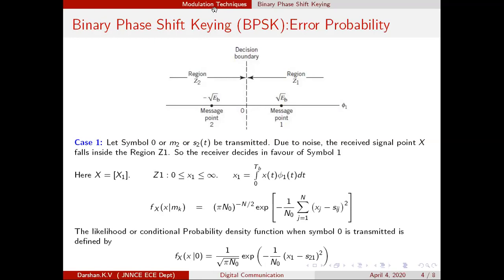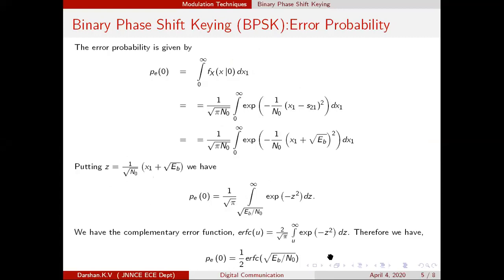So this is the main equation. Just read this, fx of x given 0. What does this given 0 mean? You should assume that I know which symbol has been transmitted. Then what is the formula for fx of x? This is the equation. Actually in the textbook they will give this directly, but I have shown from which equation this has been taken. So with this they are going to calculate the probability of error.